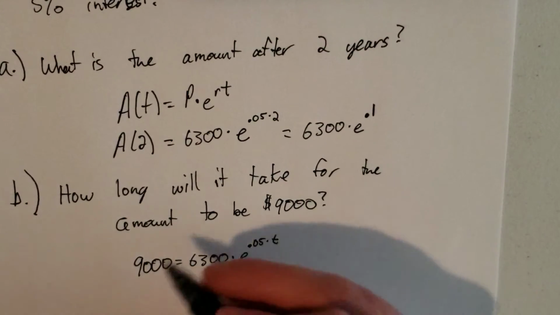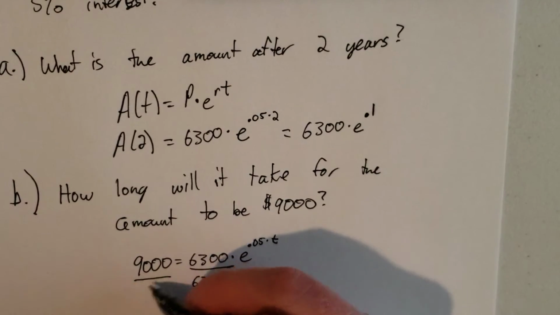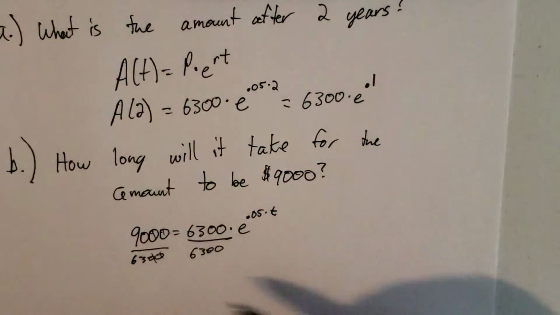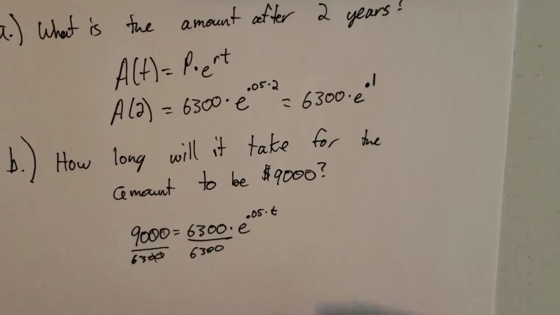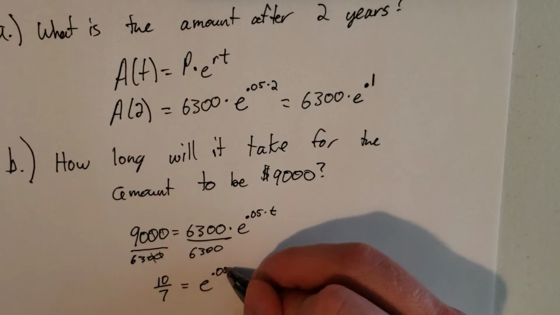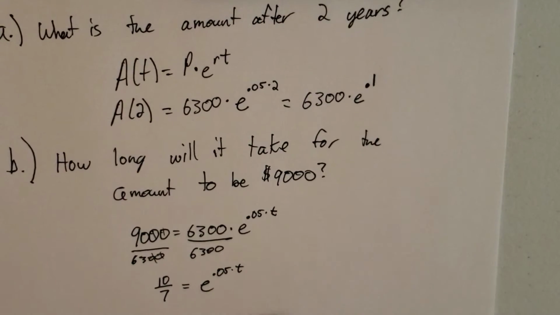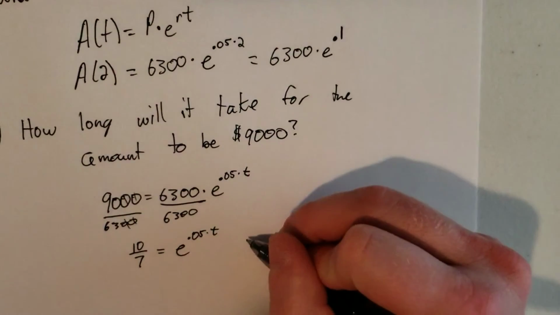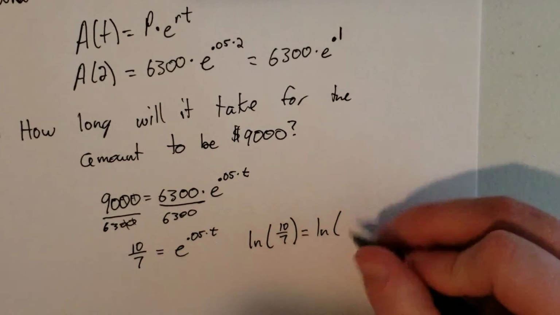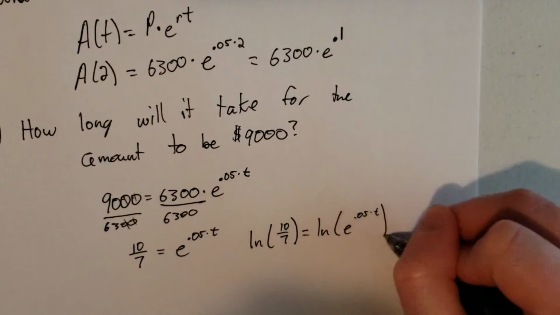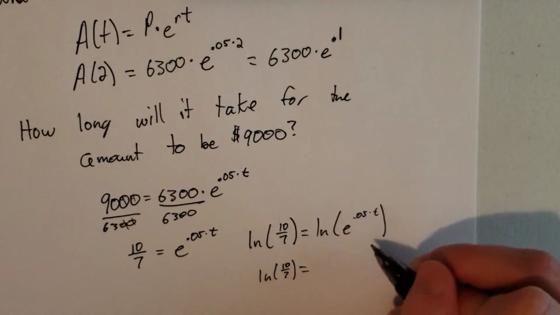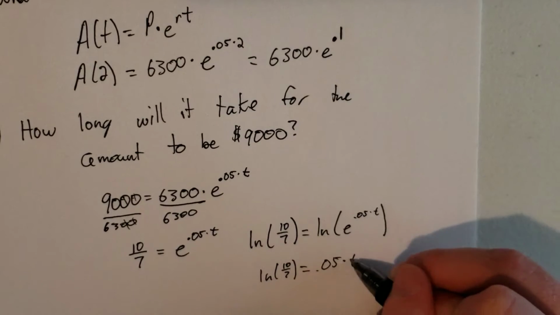So the first thing we can do is divide by 6,300. And if we do that and reduce, we get 90 over 63. If we divide the numerator and denominator by 9, we get 10 over 7 is equal to e raised to the 0.05 times t. Take the natural log of both sides. And we get ln of 10/7 is equal to 0.05 times t.